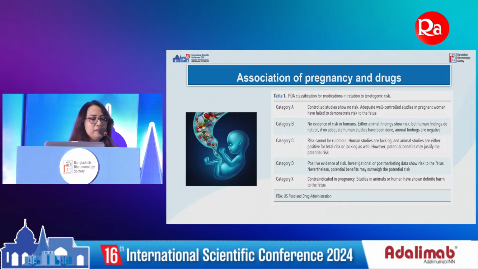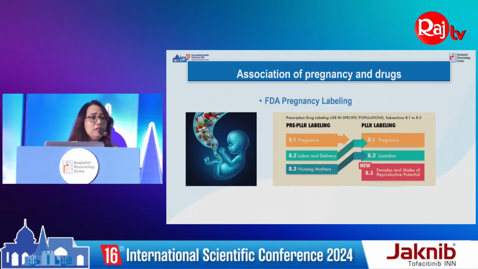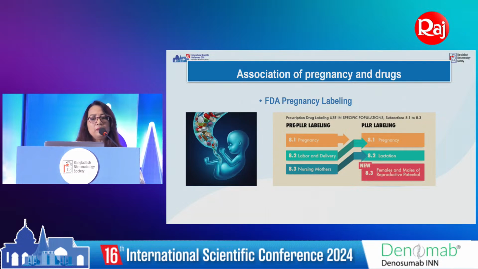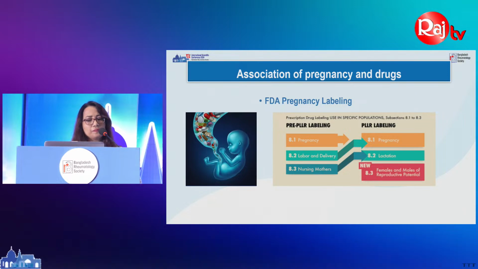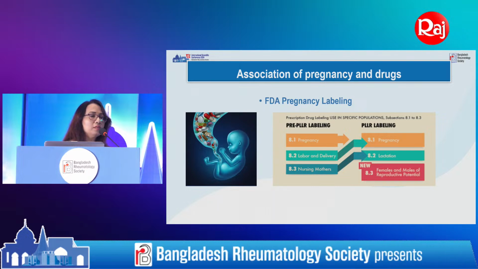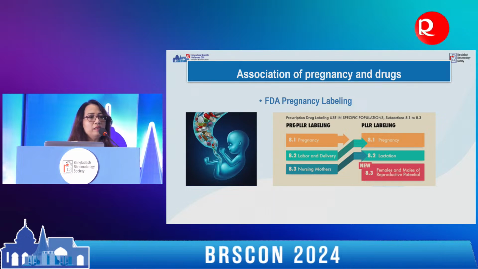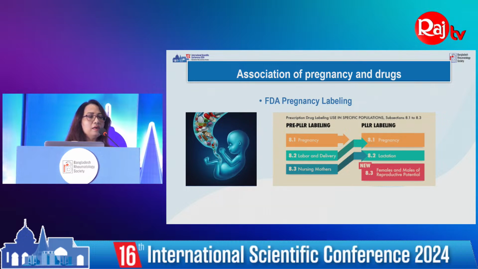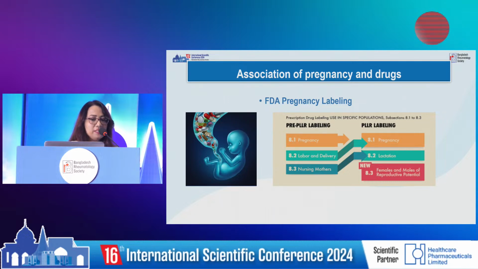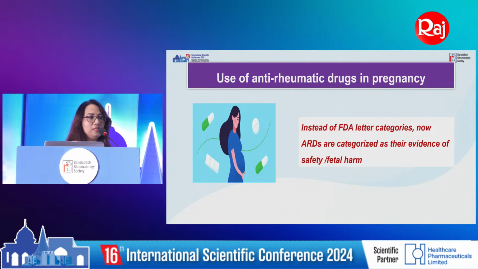We all know this pregnancy category, and now the new labeling here, the categories will be like pregnancy, lactation, with narration of all the available data. So why the change? The change is because the letter category A, B, C, D actually quantifies the amount of data, not the quality. So they changed the labeling, and we need to see the labeling about this.